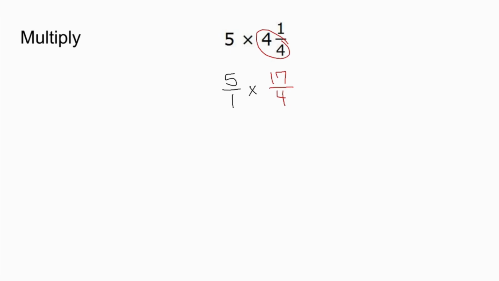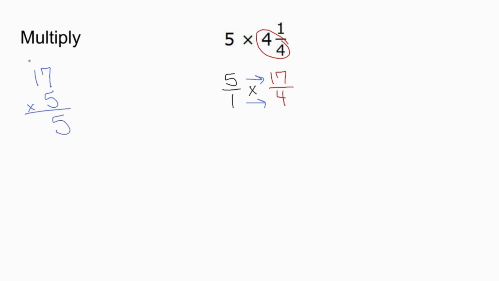When multiplying two fractions together, multiply the numerators and multiply the denominators. So the first thing I'm going to do is do 5 times 17. I don't know what 5 times 17 is off the top of my head. So I'm going to go off to the side and multiply 17 and 5 together the old-fashioned way. So 5 times 7 is 35.